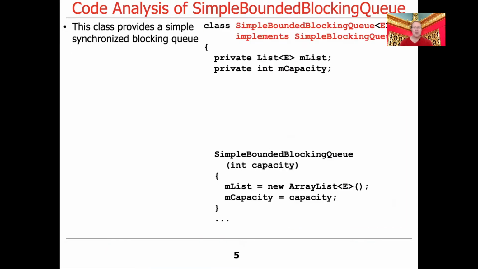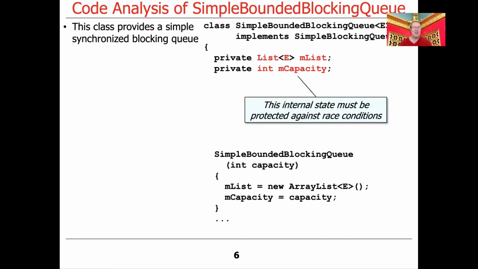And so let's take a look at simple bounded blocking queue. As you can see here, this implements simple blocking queue, the interface, and it will define some fields, which of course is the shared mutable state that has to be protected against race conditions. No surprise there. And naturally, we'll protect it against race conditions by using synchronized statements.